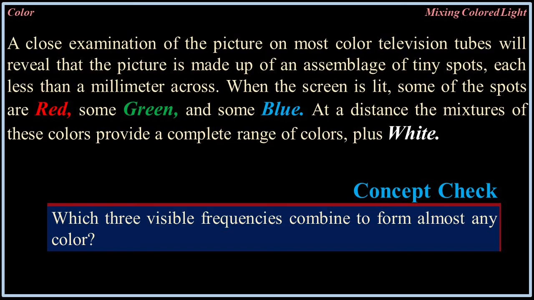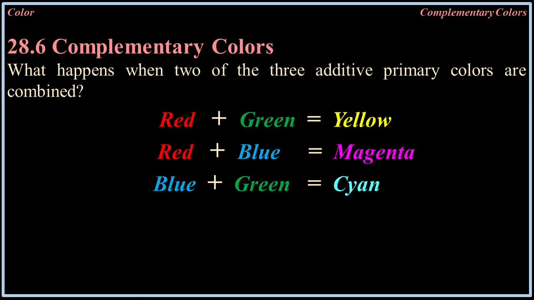Concept check. Which three visible frequencies combine to form almost any color? 28.6, complementary colors. What happens when two of the three additive primary colors are combined? Red and green make yellow. Red and blue equal magenta. Blue and green make cyan.